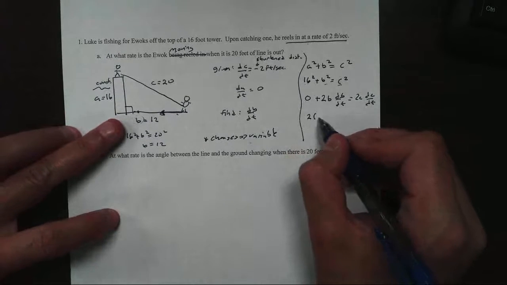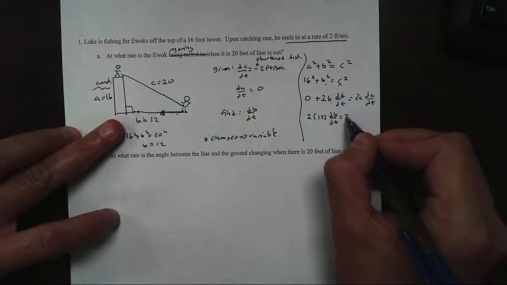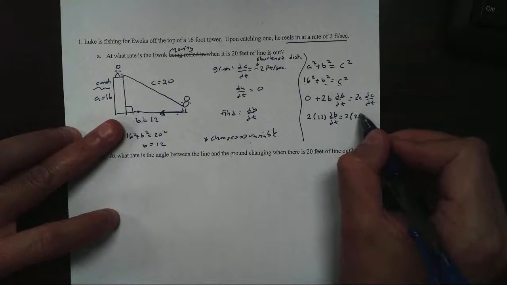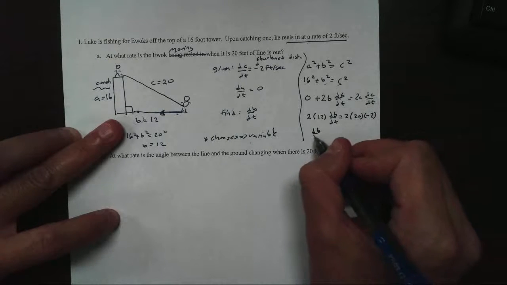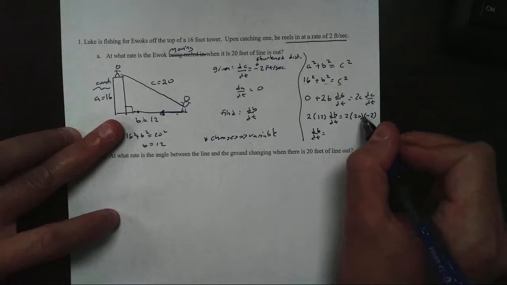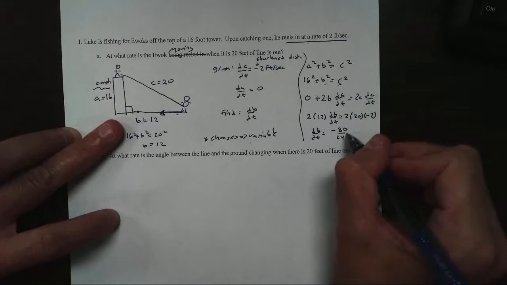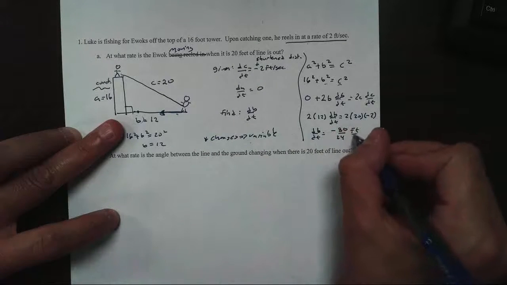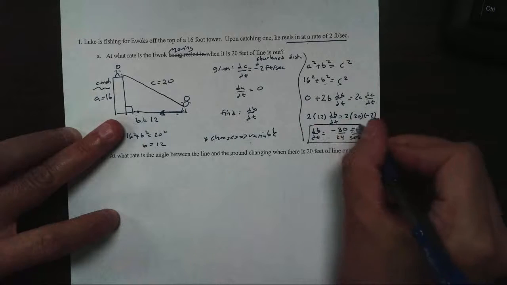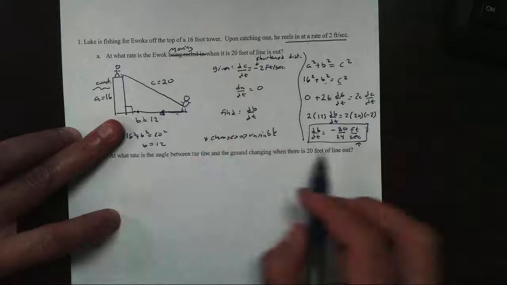2b, we said, was 12. dB dt is what I wanted. 2c we know is 20, and dc dt is negative 2. So dB dt equals negative 80 over 24, and that's going to be feet per second, because the units are feet per second. Now, what does the negative tell me? That the ewok is heading towards the tower.